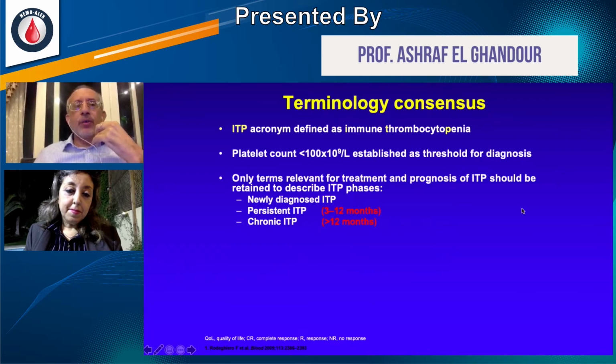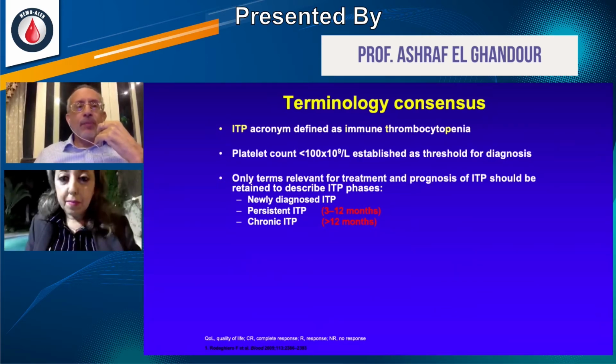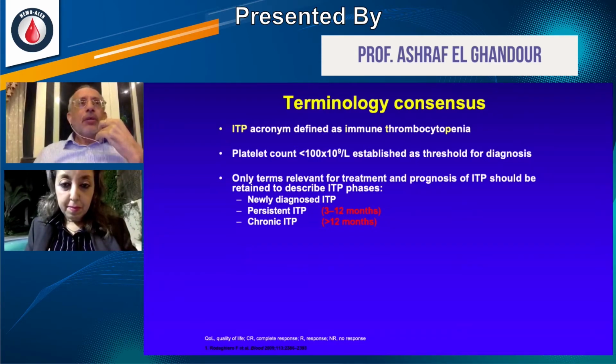For terms relevant to treatment, we can classify it as newly diagnosed ITP, persistent ITP from 3 to 12 months, and chronic ITP more than 12 months. Although certain guidelines define chronic ITP as more than 6 months, whatever. Here, it's either persistent or chronic. It's almost the same in management.